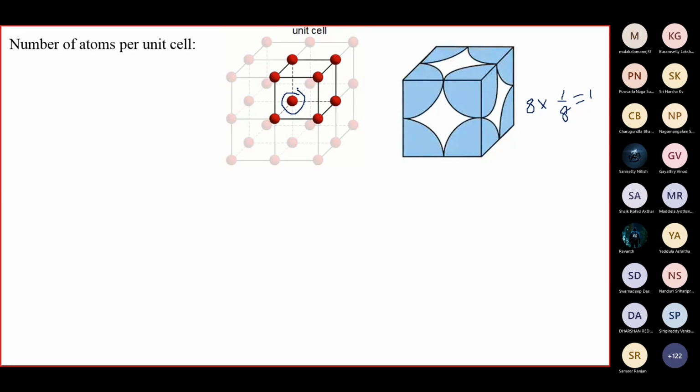Suppose let's consider the body-centered cubic structure. What would be the number of atoms per unit cell? Body-centered. There are 8 lattice points at the corners, and there is one atom at the center of the body. Same thing, same unit cell. Only thing is, at the center of the body or center of the unit cell, there is one atom.